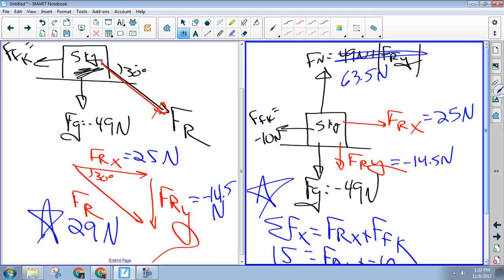Any questions? Going once? Twice? All right, and then the last step asks you to find the coefficient of friction, right? So once you know your force of friction and your normal force, you can find the coefficient by just dividing. And don't forget to drop the negatives. Your coefficient shouldn't be negative.